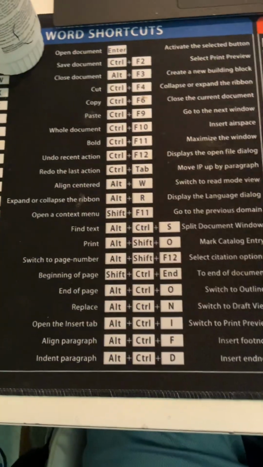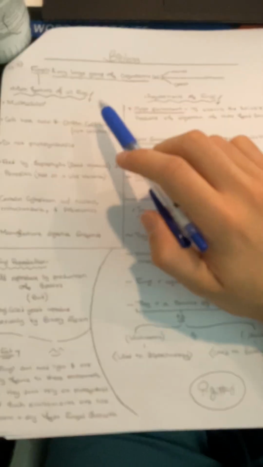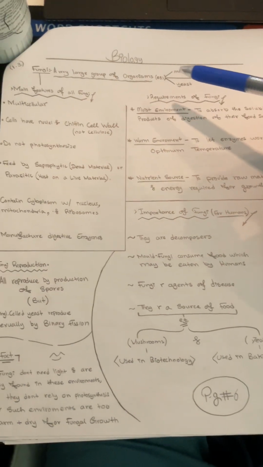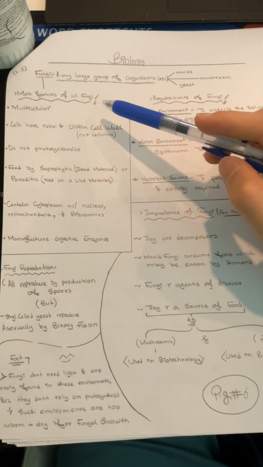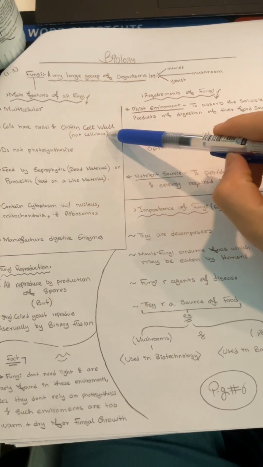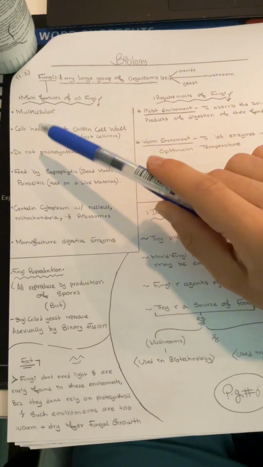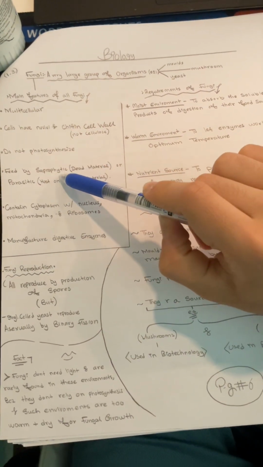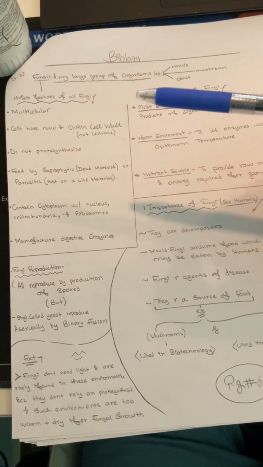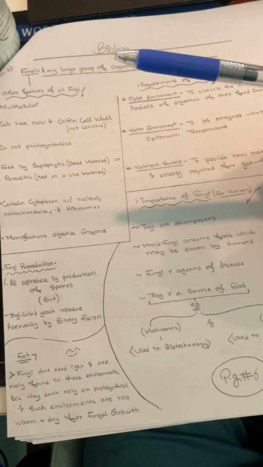We will start by studying the fungi kingdom. This is a very large group of organisms that includes molds, mushrooms, and yeast. There are main features of all of these fungi. They are all multicellular. The cells have nuclei and a chitin cell wall, not a cellulose cell wall like the plant cell. Fungi do not photosynthesize. They feed by saprophytic, on dead material, or parasitic, on a host of living materials. They contain cytoplasm with a nucleus, mitochondria, and ribosomes, and they manufacture digestive enzymes.